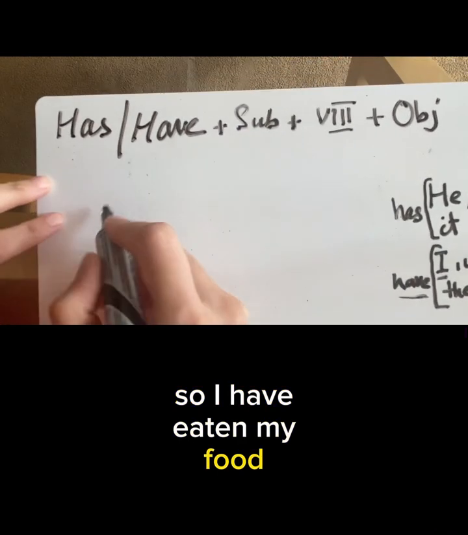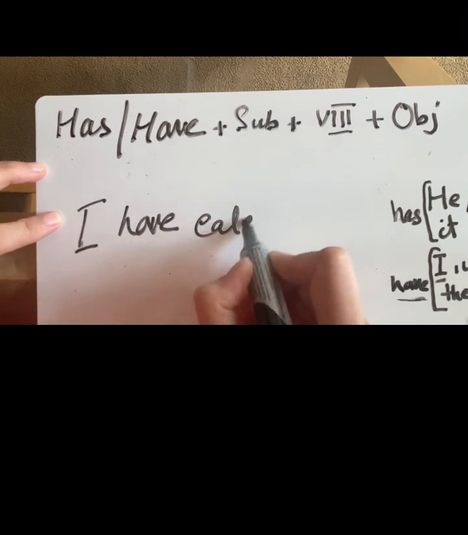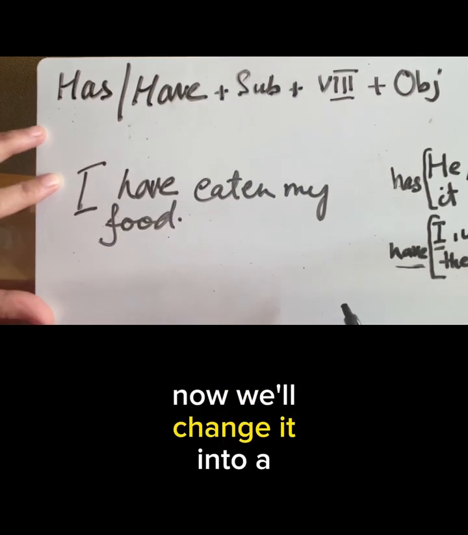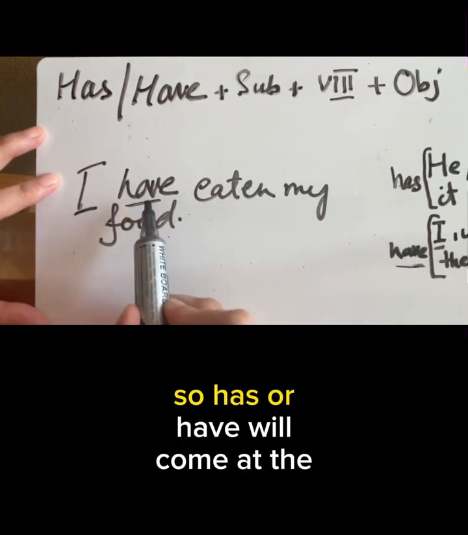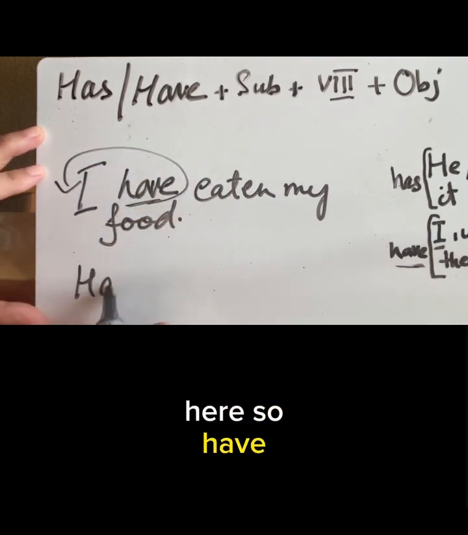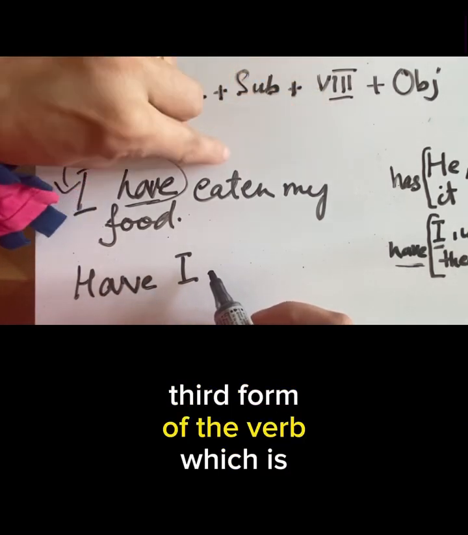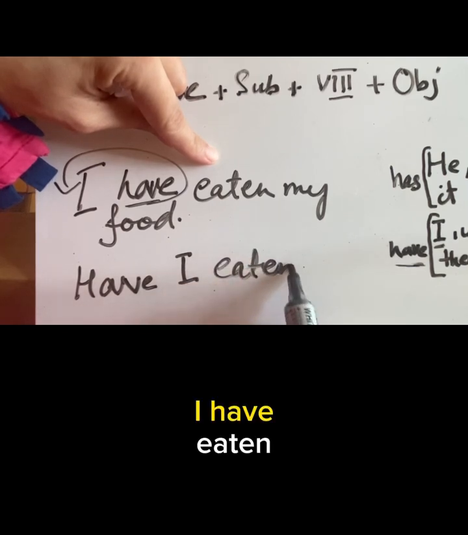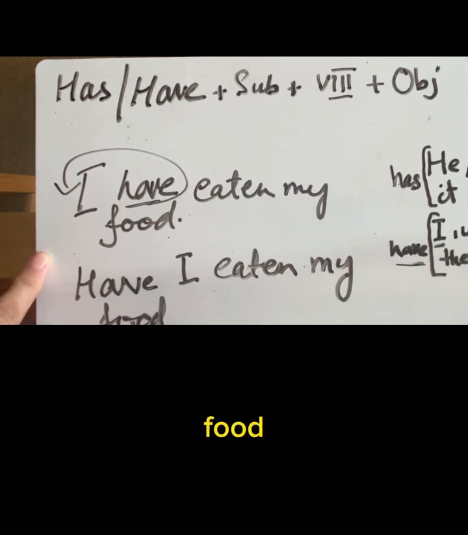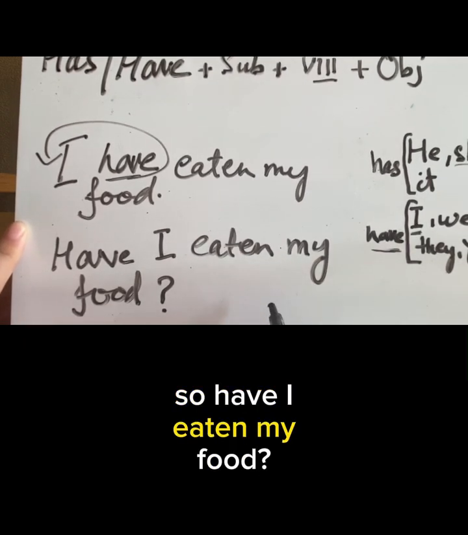So I have eaten my food. I'll write that sentence here. I have eaten my food. Now we'll change it into a question sentence. So has or have will come at the start of the sentence here. So have I, the subject, third form of the verb which is eaten. I have eaten, and then the object, my food. So have I eaten my food, and then you need a question mark at the end because it's a question sentence. So have I eaten my food?